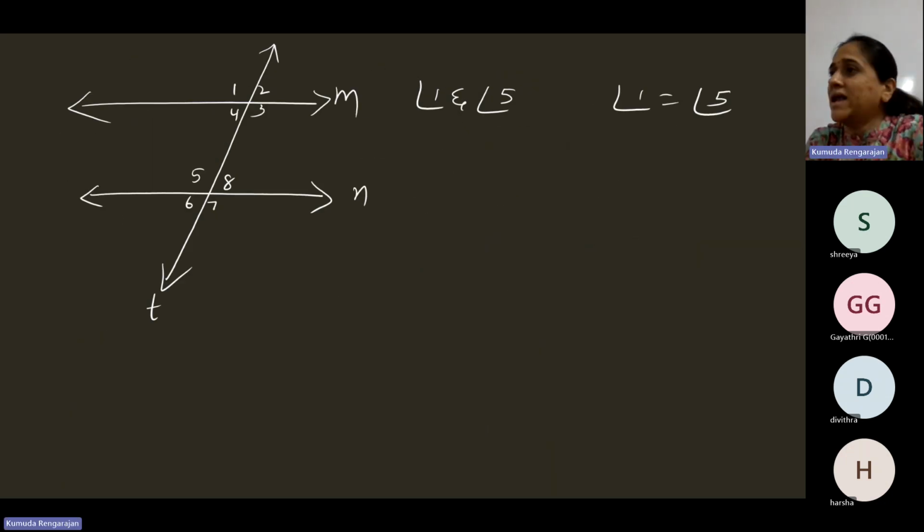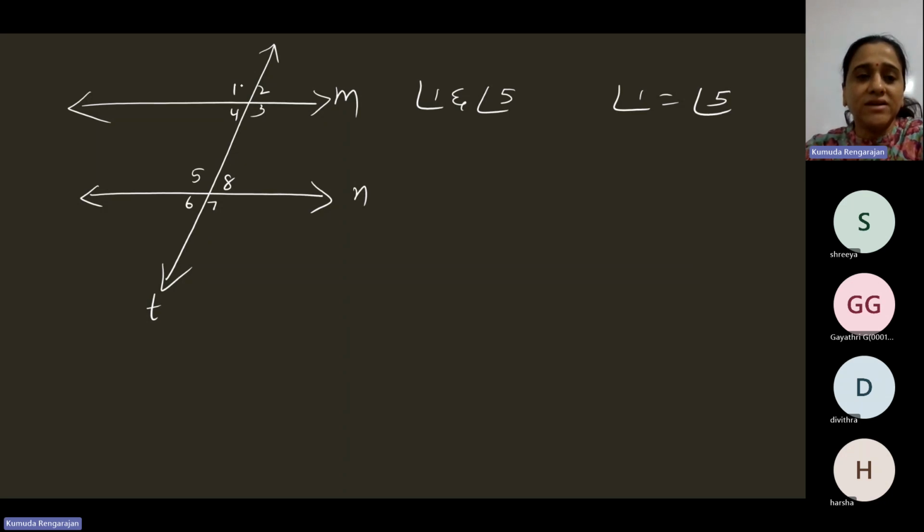When the lines are parallel, the corresponding angles are equal, alternate interior angles are equal, alternate exterior angles are equal, and co-interior angles are supplementary. Co-interior angles are supplementary. They add up to 180. The others are all equal.